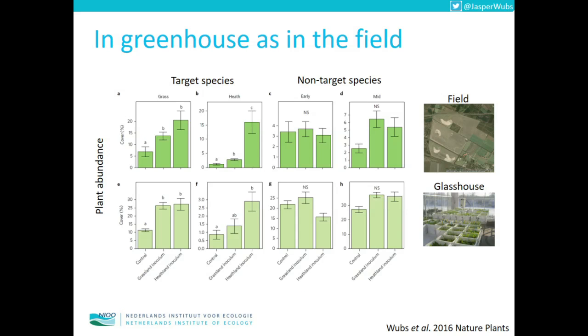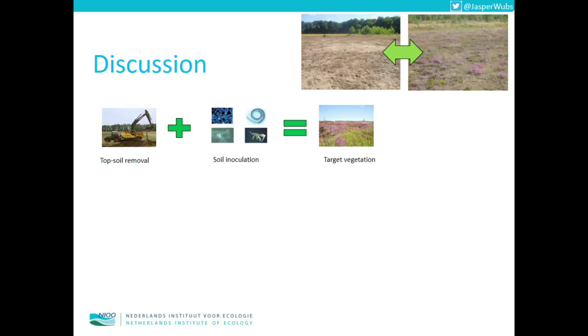We also compared what all the species were doing and how the greenhouse and the field experiment compared to each other. We found very similar patterns. So the target species, both for the grasslands, which are on the left, and the heathland on the right, tend to go up with soil inoculation, while the early succession species and the mid-succession plant species more or less stay the same in both cases. So I think this has been a nice demonstration of the potential of soil inoculations in restoration and in directing the succession of plant communities.